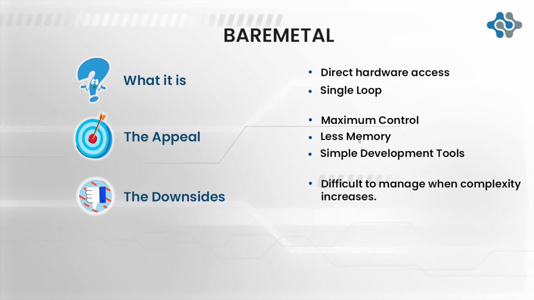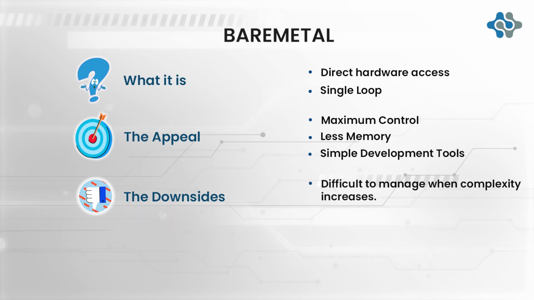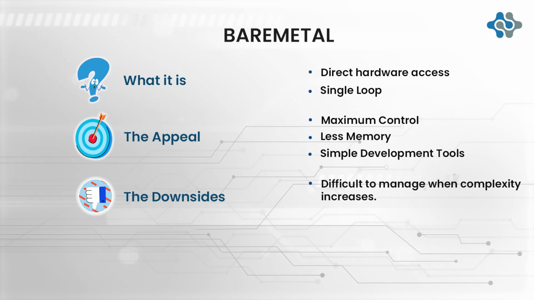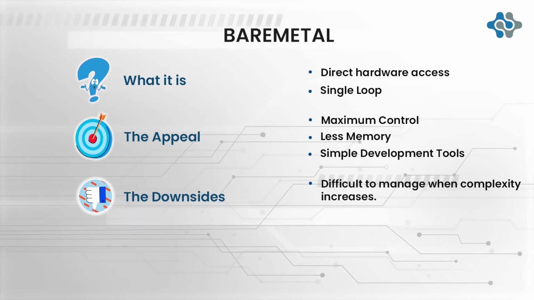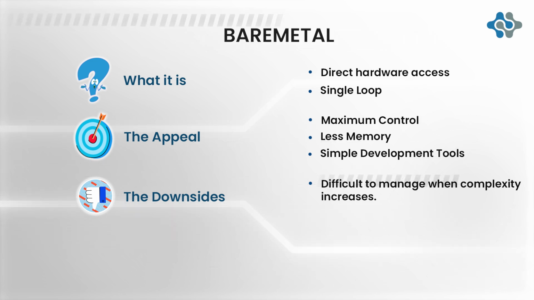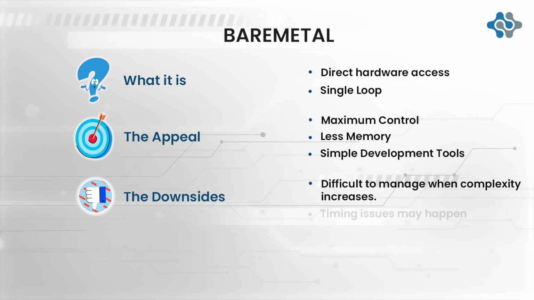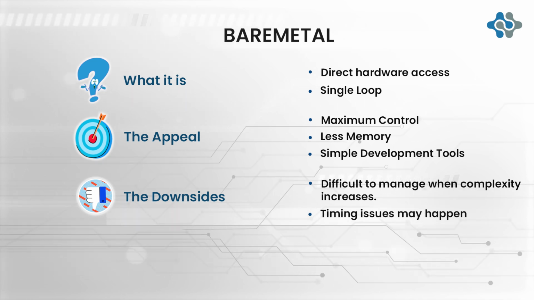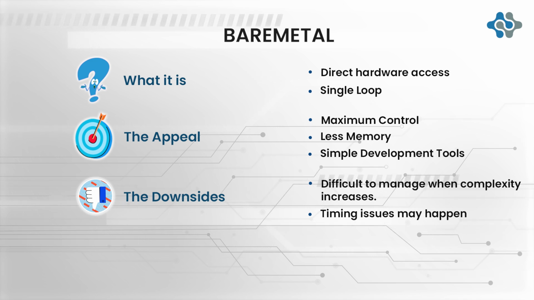Managing complexity can be very difficult as your application grows. If you need to handle multiple unrelated tasks concurrently, for example, reading a sensor, updating a display, processing incoming communication data, and managing a motor, you often end up with complex state machines, flags, and timing issues in your main loop or ISRs. This makes code harder to write, debug, test, and maintain.